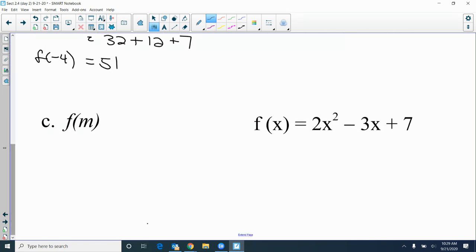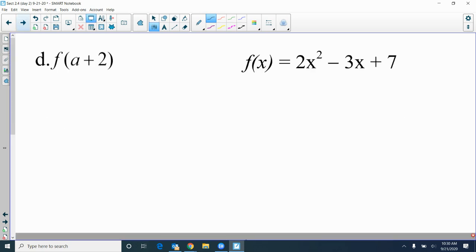All right, what's f of m going to be? So for C, it just says f of m. Don't overthink it. You just plug in m for x. Okay, that's all it's telling you to do. So f of m equals 2m squared minus 3m plus 7. That's all you can do. Just make sure you understand, substitute that in, combine or simplify, but there's really nothing to simplify.